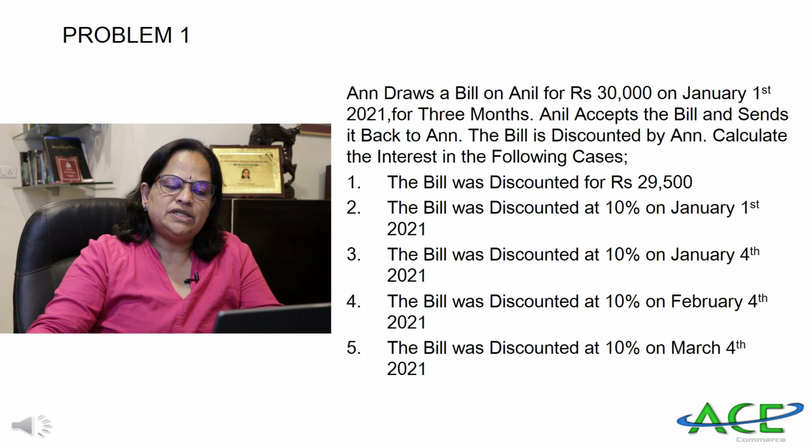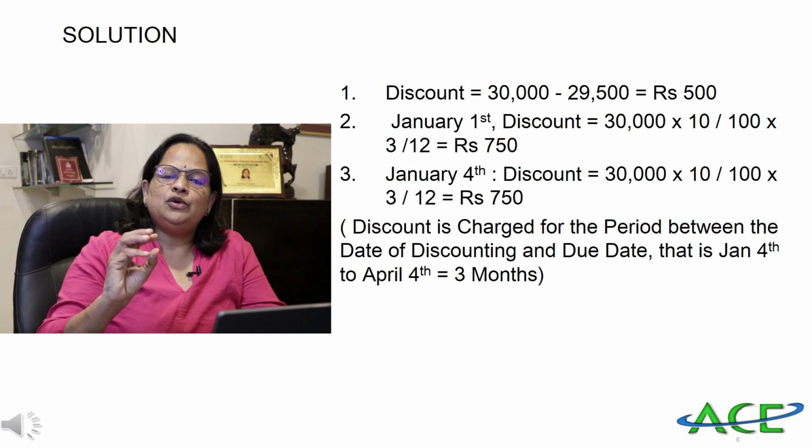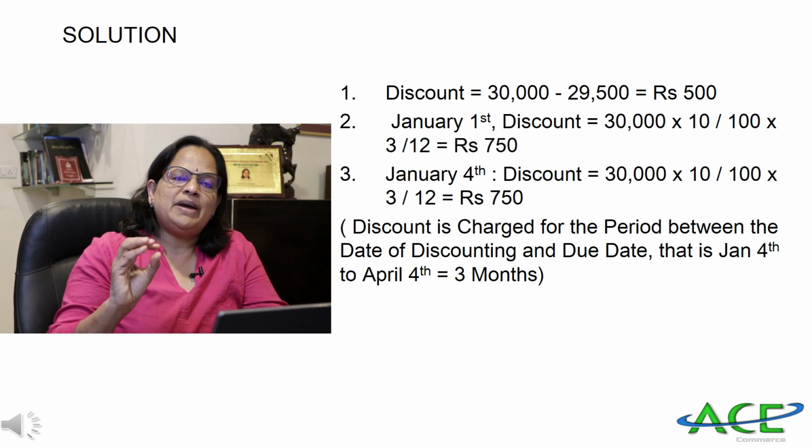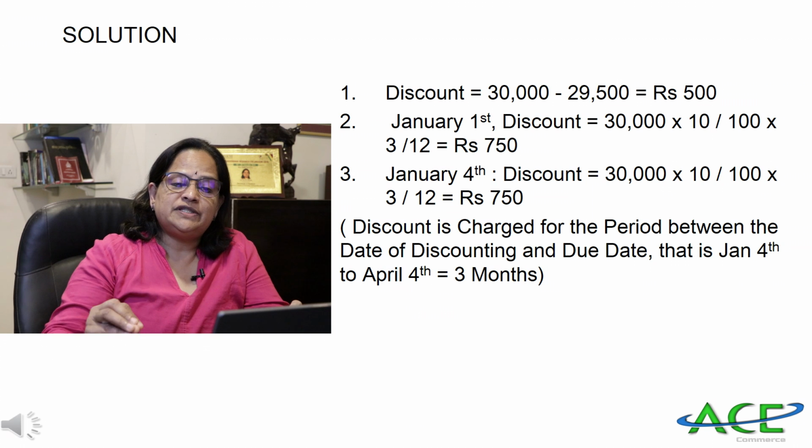Next, the bill was discounted at 10% on March 4th, 2021. So the first one I told you, the bill amount is 30,000. The bank is giving 29,500, so the discount value is 500. The second one is January 1st, when they are discounting.